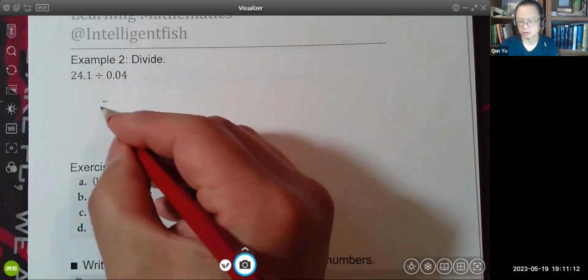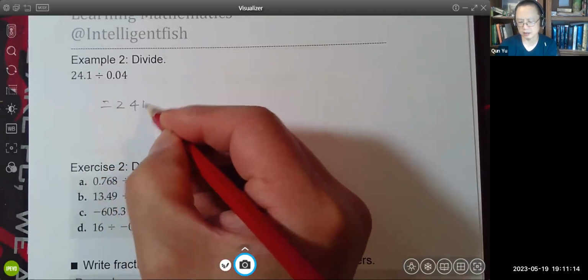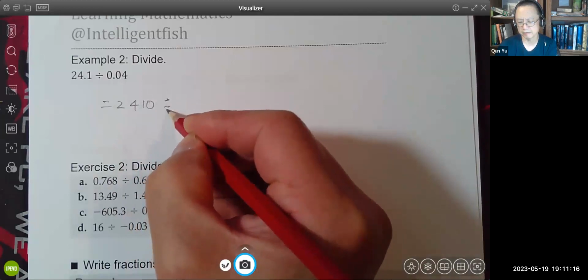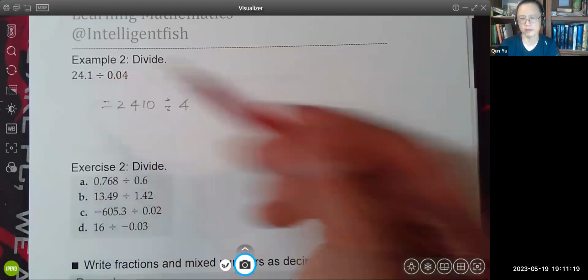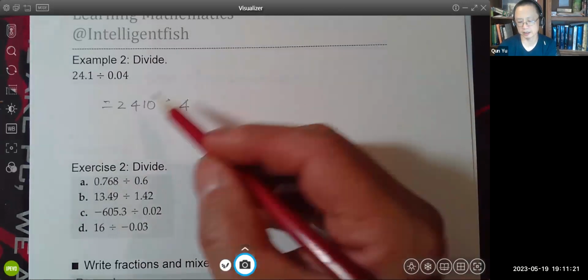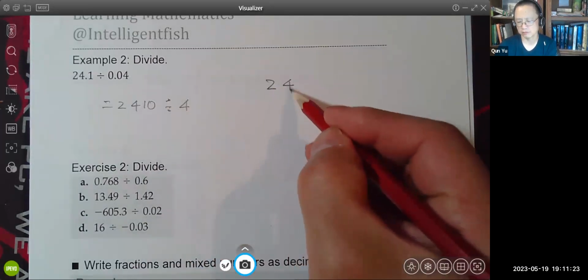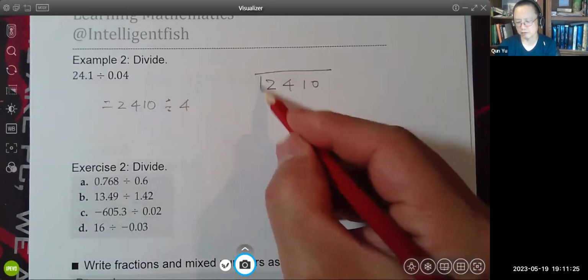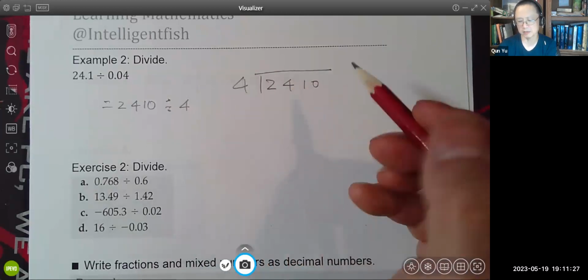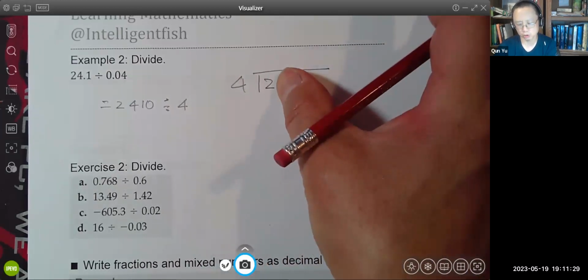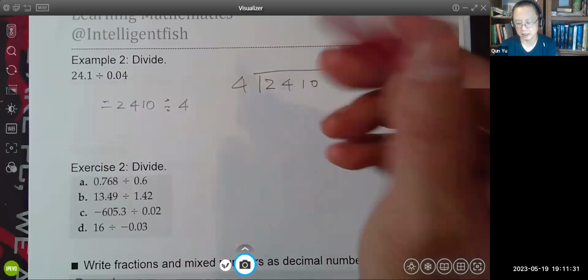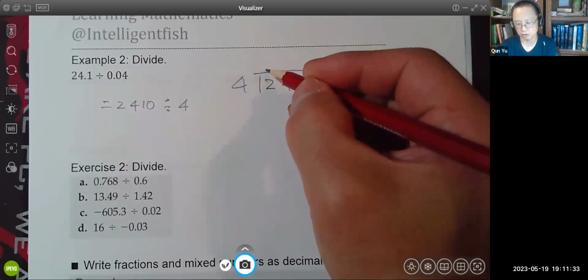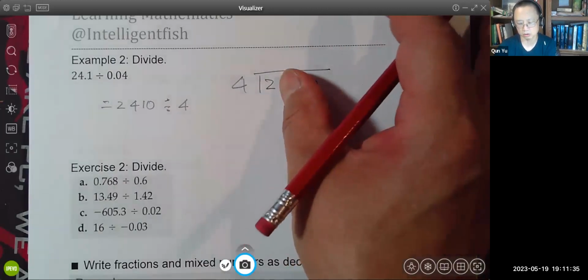Okay, so 2410 divided by 4. These two are equivalent. Now we can just do this division. 2410 divided by 4. Again, we look at this number digit by digit. Is there a 4 in 2? No. That's why there's nothing up here above 2, because there's no 4 in 2.